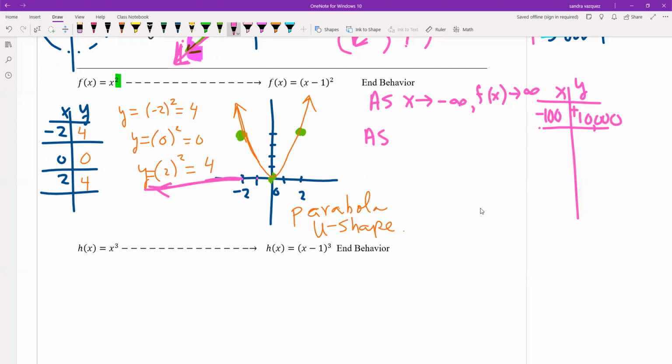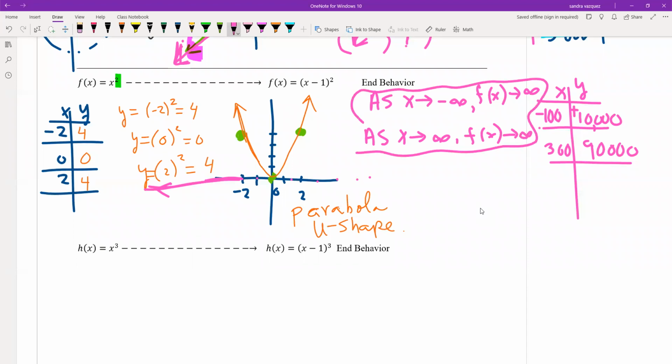Now, as x is going to go to the positive, I pick a number that is super large on the positive side, this side over here. So let's just say I pick 300 and I plug it into the function, then this will be 90,000. Super large, but it's going to go to the positive direction also. This will be my end behavior right here. In terms of arrows, I know that it will rise to the left and it will rise to the right.